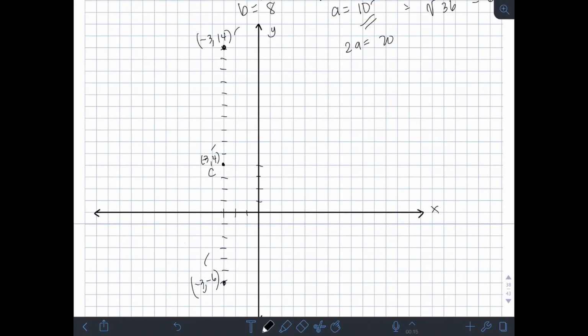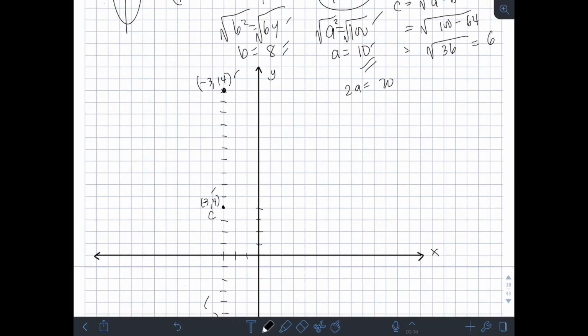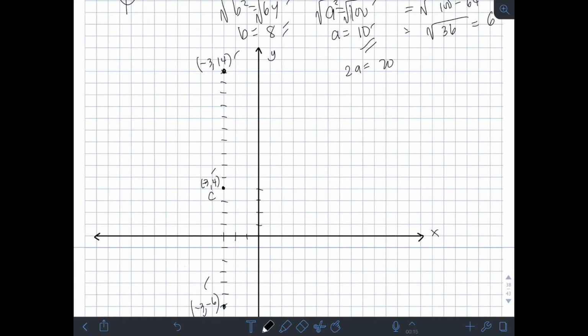Then, for the endpoints ng ating minor axis, gamitin naman natin yung B. So, 8 units. So, therefore, from center uli, magbibilang naman tayo 8 units pa kanan at 8 units pa kaliwa. Okay? So, we have from the center, 1, 2, 3, 4, 5, 6, 7, 8. Ito. And then, sa kaliwa naman, 8 units din. 1, 2, 3, 4, 5, 6, 7, 8. So, anong coordinate natin? So, dito sa endpoint na to, dapat ang pareho nilang y-coordinate is 4, kasi horizontal line. And then, magbabago sa x-coordinate.